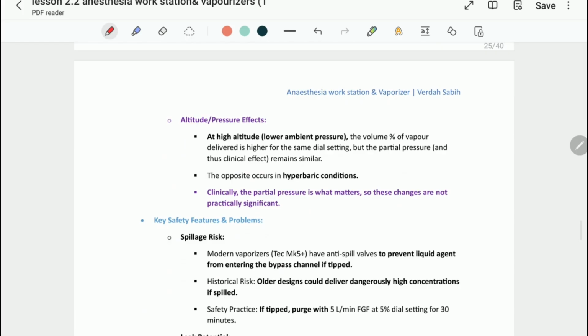For the altitude or pressure effects, at high altitude or low ambient pressure, the volume percent of the vapor delivered is higher for the same dial setting, but the partial pressure and the clinical effect remain similar. The opposite occurs in the hyperbaric condition. So clinically, the partial pressure is what matters. So these changes are not practically significant.